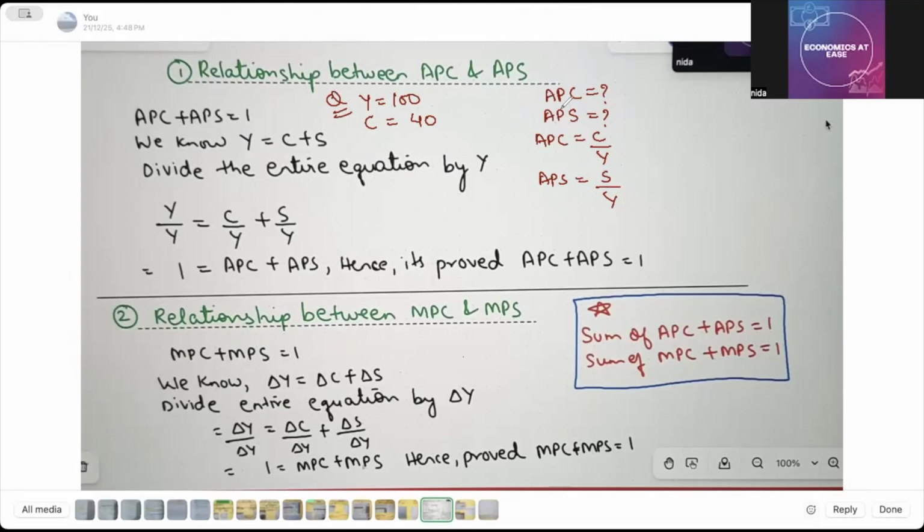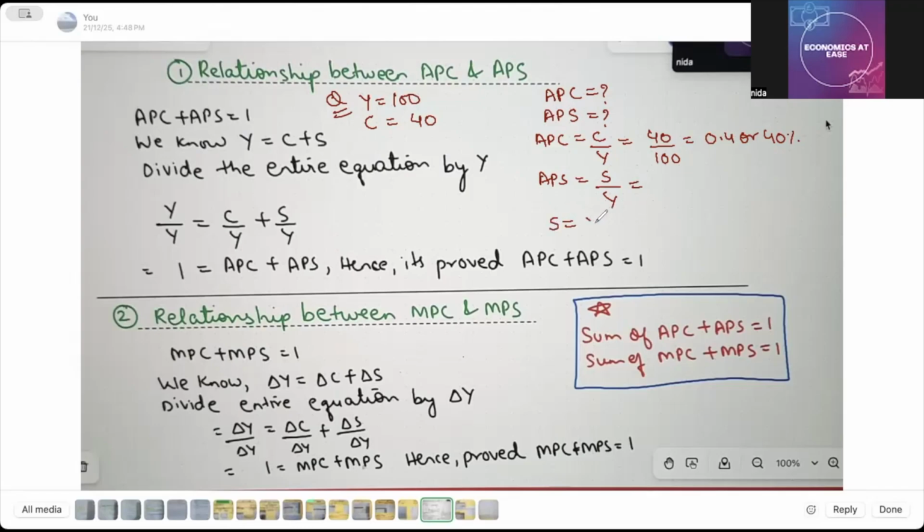So APC is equal to C upon Y. How can we conclude here? C is the consumption, so I'm going to write here 40 upon 100. So you will get how much? That is 0.4 or 40%.